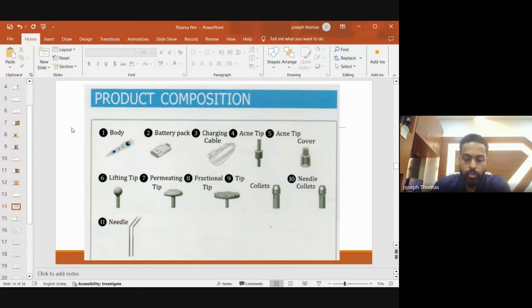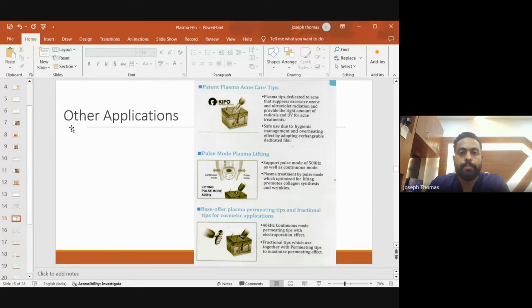Coming to the next thing, what are the applications of these tips? Okay, acne care tip. I'll just try to show you. There's a tip called the acne care tip.